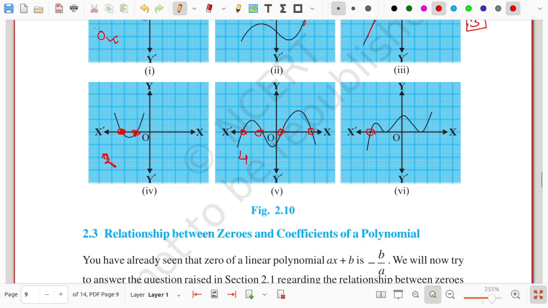Here you can see it just touches one time. Touch one time means here 2 zeros. Okay, so we have to count 1 only. So here also 1 time. So here number of zeros will be 3.